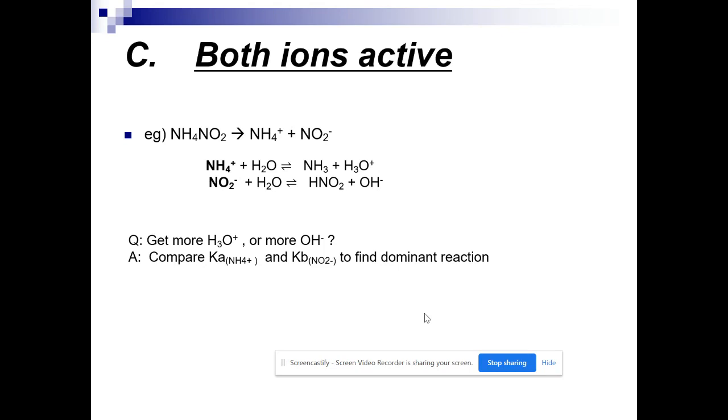All right, so NH4+, just like before, is going to produce H3O+. NO2- only goes the reverse way when mixed with water, and it's going to produce OH-. So we want to find out which one we get more of. Do we get more H3O+ or more OH-? So we compare the Ka of NH4+ and the Kb of NO2-.